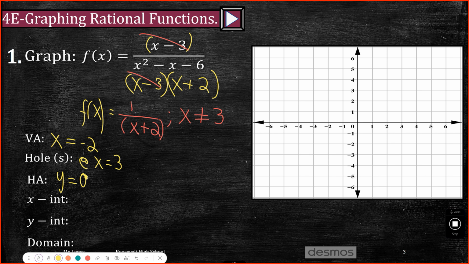X-intercept. How do we find the x-intercept? We set y equal to 0. If this is 0, you can do it here. You wouldn't have one, right? It makes no sense, because look, if I set it equal to this, it makes no sense. So it has none.